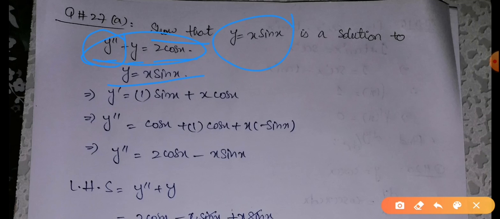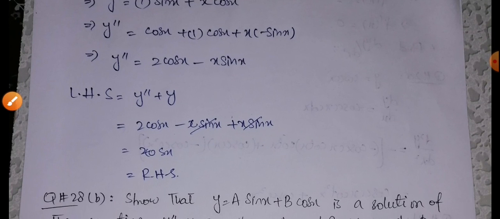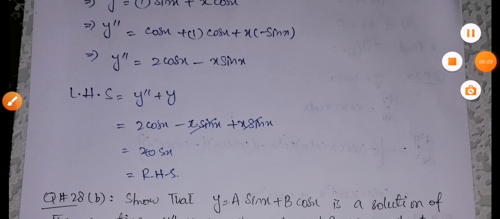The first derivative is solved with the help of the product rule, and for the second derivative again we have to apply the product rule on the second function. The derivative of sin x is cos x, and we are going to apply the product rule over here. So here is the double derivative. To prove that this is a solution of the given equation, we will substitute the values in the equation. The left hand side is y double prime plus y, so we insert the value of y double prime and we insert the value of y. You can see that the left hand side is equal to the right hand side now.